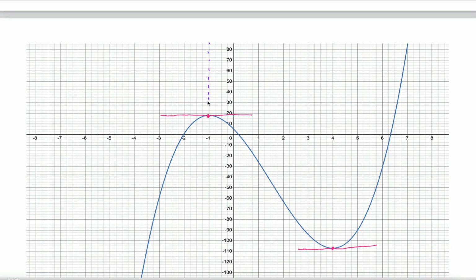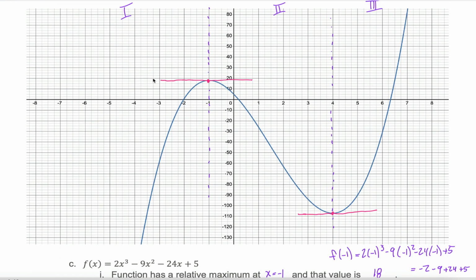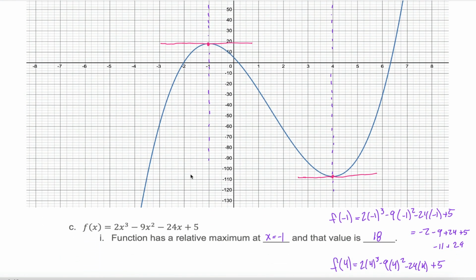If I were using the first derivative test, what I would do is recognize that the first derivative is only going to change signs at these critical values here. I have 2 critical values, so that divides my number line up into 3 different regions, maybe region 1, 2, and 3. I take any number I want in region 1 and I test it. What do you mean test it?